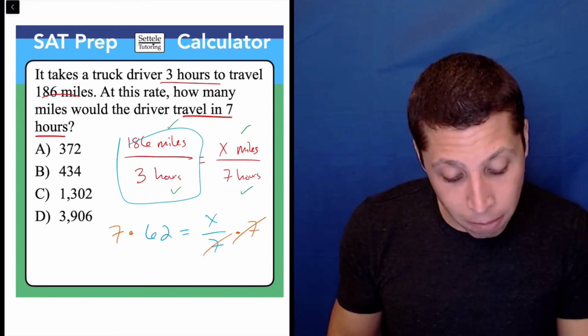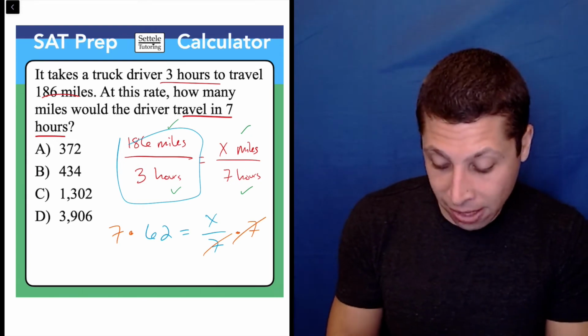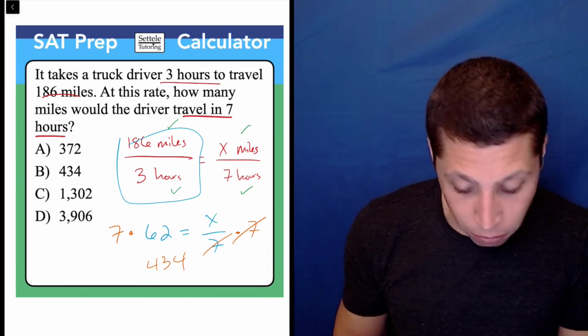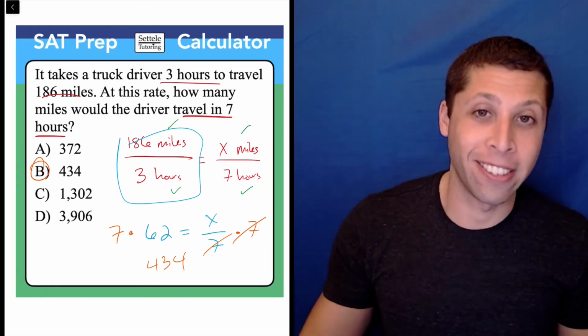7 on the bottom, 7 on the top goes away. 7 times 62 is 434, choice B, and that is the answer.